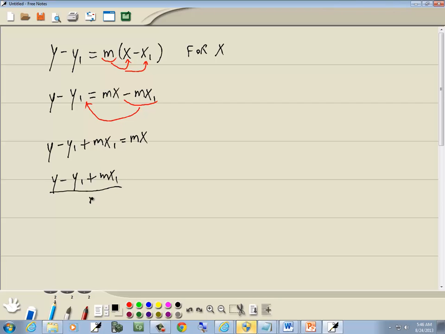So we'll divide the left side by m, and we'll divide this by m. And over here the m's cancel. And we got x is equal to y minus y1 plus mx1 over m. And that's our answer.